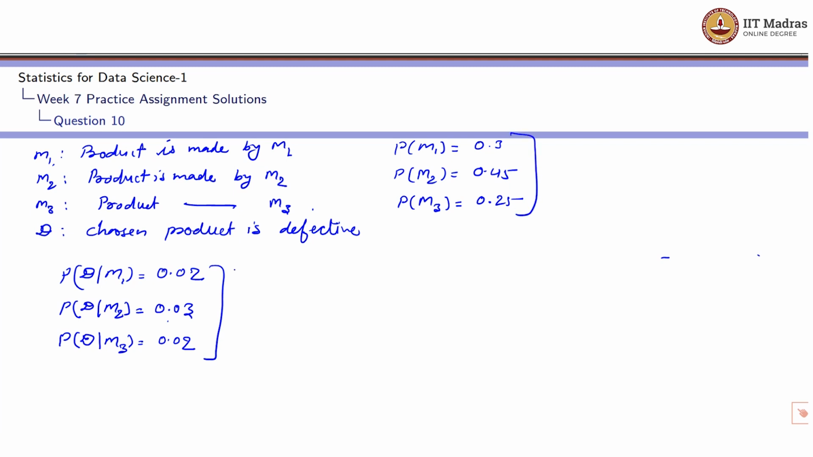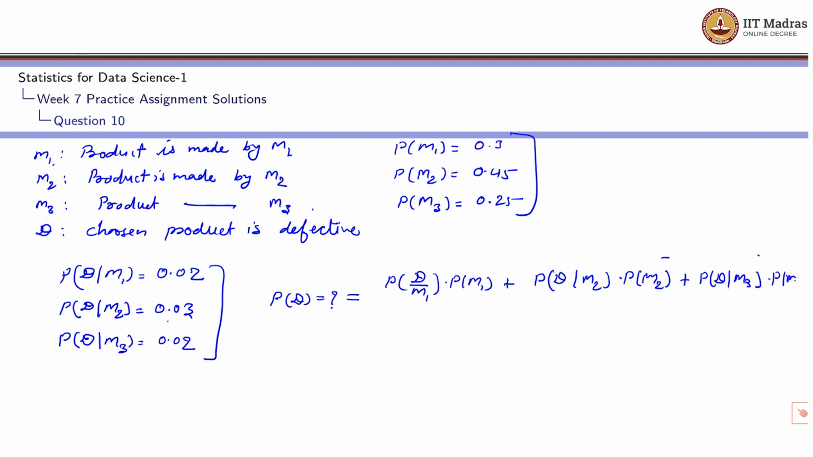Now we are asked what is the probability that the given product is defective. This probability we have to find. By the law of total probability, I can write it as P of D given M1 into probability of M1, plus P of D given M2 into probability of M2, plus P of D given M3 into probability of M3. This is by the law of total probability.